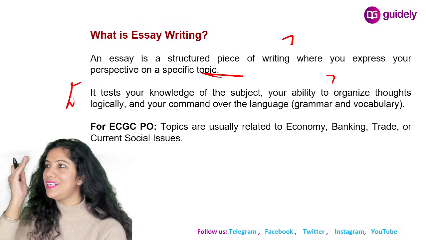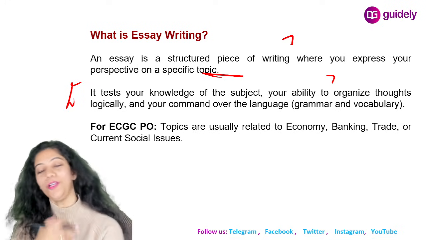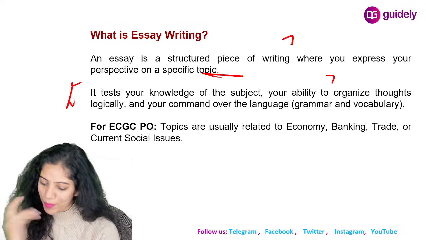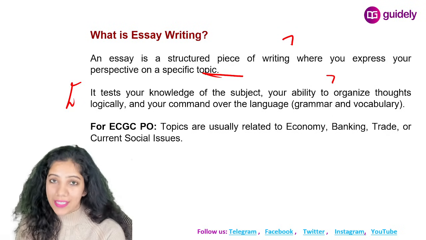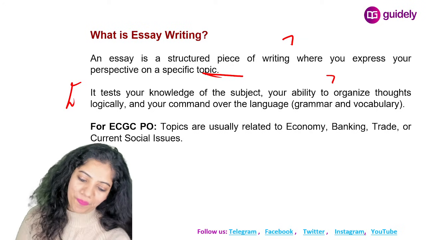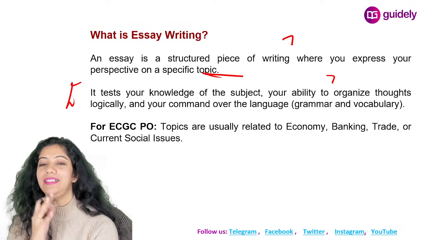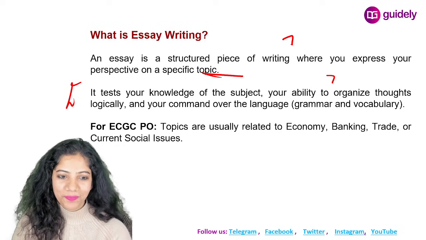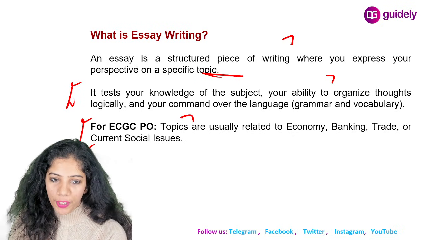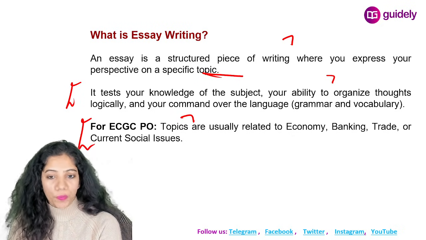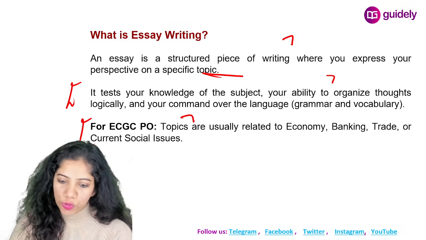For that, you need some brainstorming. We'll be talking about that as well in our upcoming sessions. How to brainstorm, how to get the ideas, and how to put them in the perfect grammatically correct way. So for ECGC PO, topics are usually related to economy, banking, trade, and current social issues.